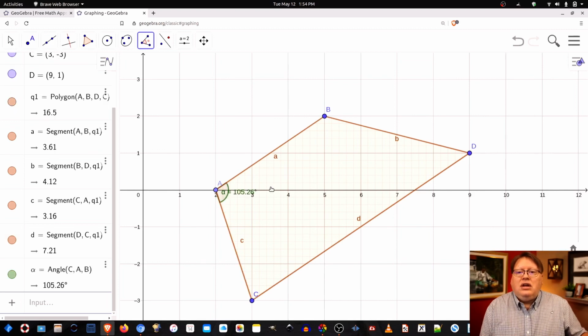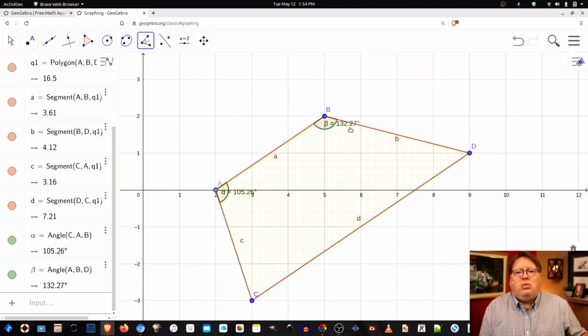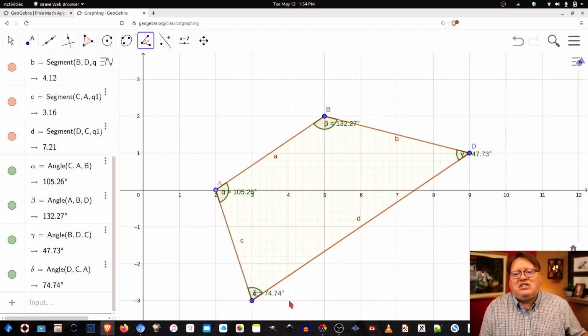Yikes. So 105.26. And then I'm going to go this direction: 132.27. Not the same. This next angle D is 47.73. And this next angle is 74.74. Wow. No congruent angle measures. So we didn't learn a lot there. But we have one more tool, right? One more thing to check.